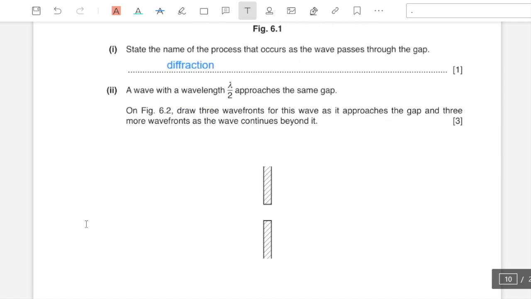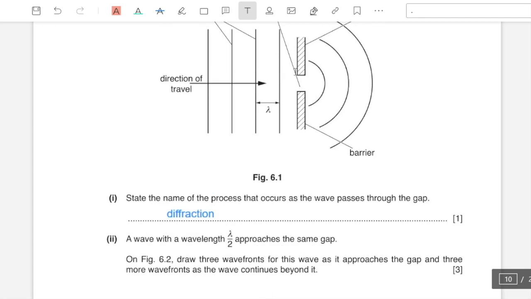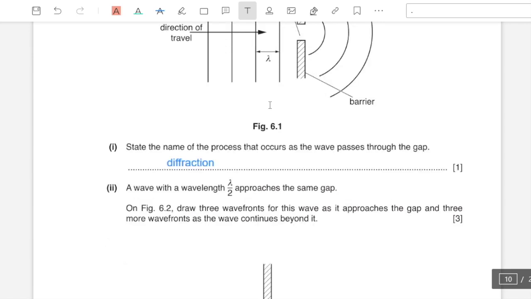2. A wave with half the wavelength approaches the same gap. On figure 6.2, draw 3 wavefronts for this wave as it approaches the gap and 3 more wavefronts as the wave continues behind it. Alright, so you see how diffraction occurs over here: the spreading of the waves would be larger if the gap between the barriers is smaller than the wavelength of the wave. So if we have a wavelength half of this, the diffraction would be less, assuming that the gap between the two barriers is the same.